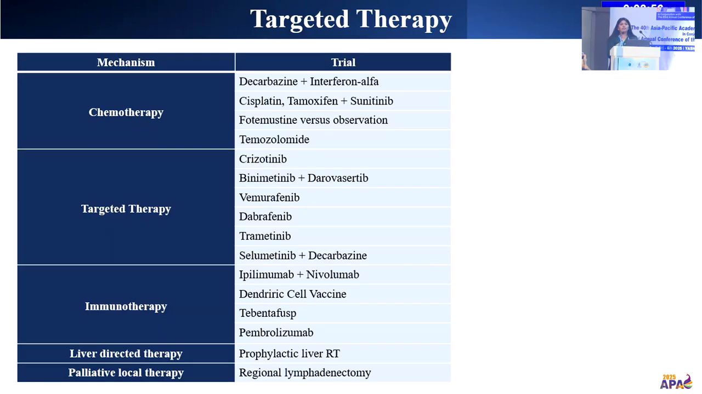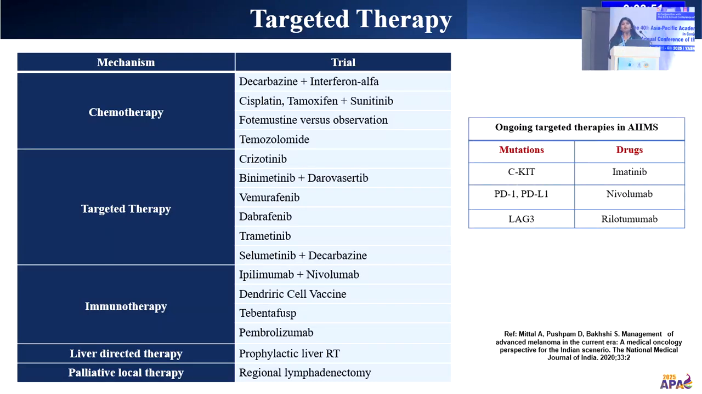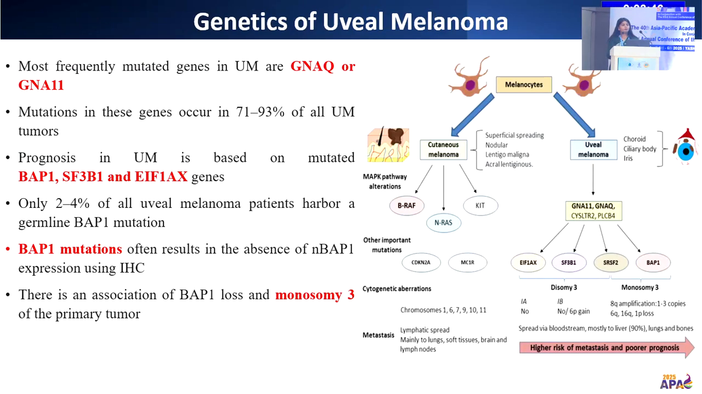There are various targeted therapies ongoing in uveal melanoma, but in AIIMS we are using nivolumab, which is the PD-1 immunotherapy for uveal melanoma. Coming to the genetics of uveal melanoma, GNAQ and GNA11 are mutually exclusive mutations. It means that both are present in the disease, but not in the same patient. Maybe one patient has GNAQ and another patient has GNA11, but they are not present together in the same patient.